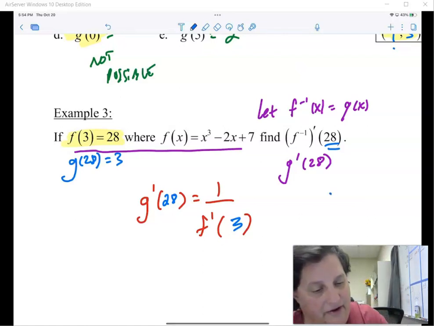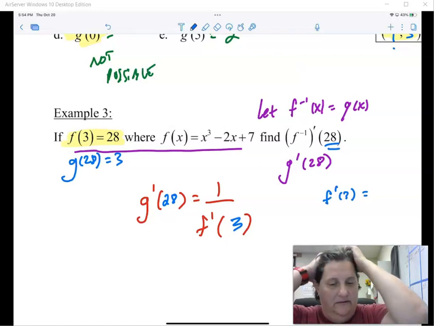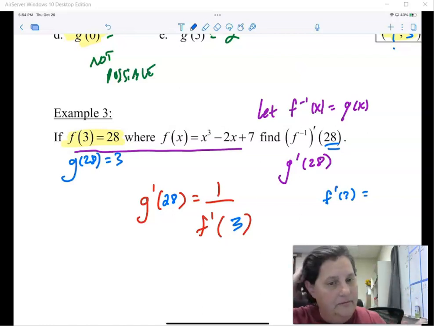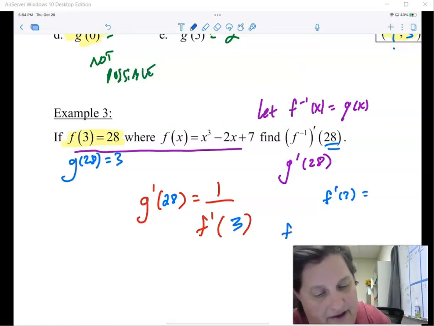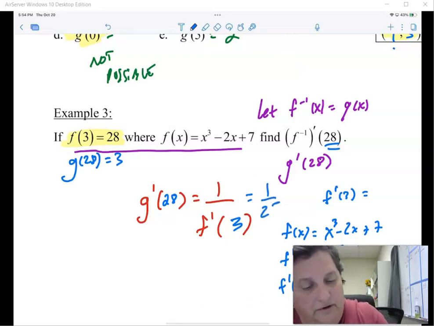Because can I figure out what f prime of 3 is? I have no information about G. I can't find the inverse of it. But I could find f prime of 3, all right? So check this out. f of x is x to the third minus 2x plus 7. The derivative of that is 3x squared minus 2. So the derivative at 3 is 3 times 3 squared minus 2. That's 27 minus 2, that's 25. So this is 1 over 25.